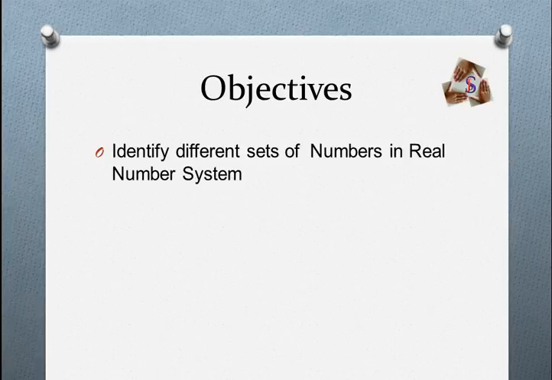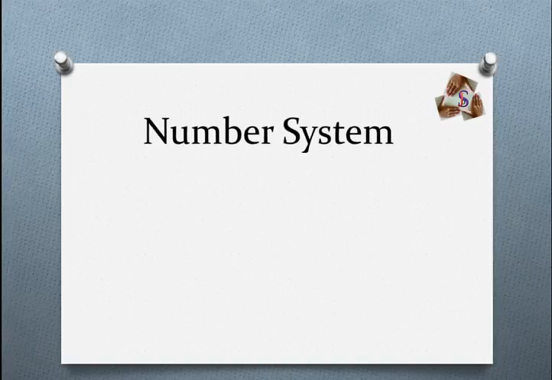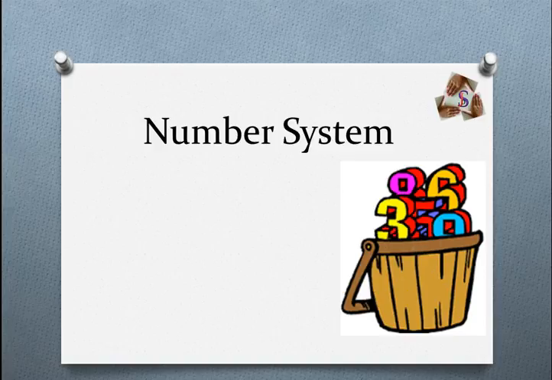Every minute of our lives evolves around numbers. So what is a number system? It is a set of all numbers. I would consider it as a basket full of numbers. There are infinitely many numbers in this basket.